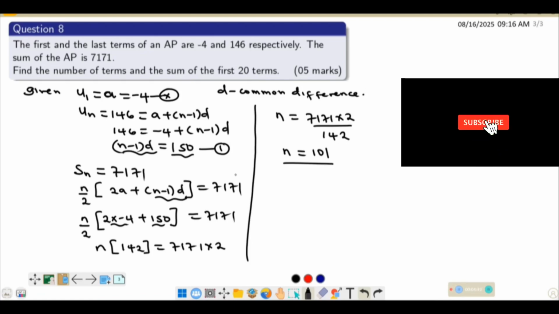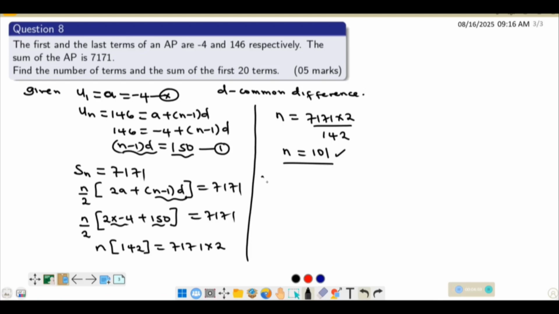After getting the value of n, let us look at what is needed. Find the number of terms. They want the number of terms, and n is representing the number of terms. Therefore, the number of terms is 101. So this is the total number of terms. Okay, we have got the total number of terms, but we also need to get the sum of the first 20 terms. So how do we get the sum of the first 20 terms?